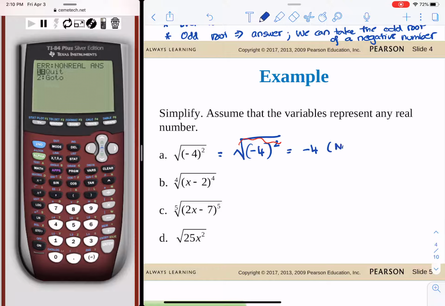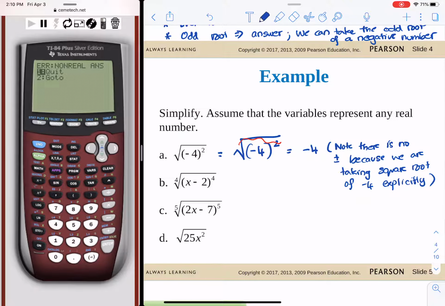Here we are taking the square root of (-4) squared explicitly, so the answer is simply -4. So note, there is no plus or minus because we are taking the square root of -4 squared explicitly. If this were the square root of 16, the answer would have been plus or minus 4.